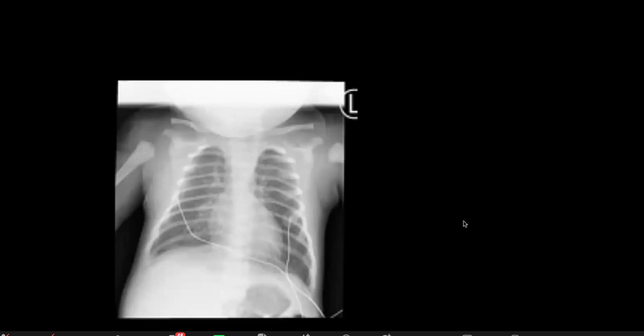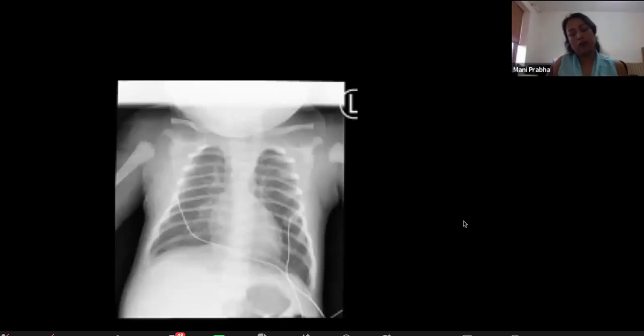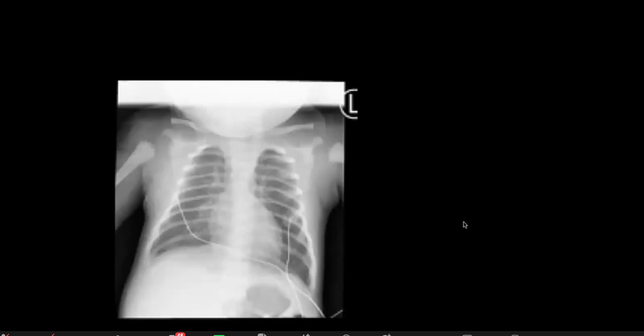Heart size, I'd say, is probably within normal limits. Looking at the spine, ribs, and sternum, I can't see any gross abnormality. So, in summary, normal heart size with a left-sided aortic arch, but increased pulmonary vascularity.